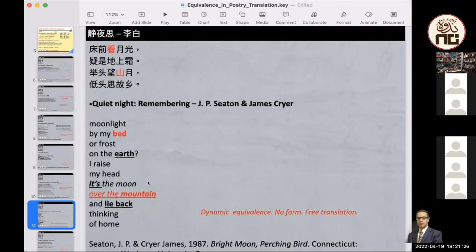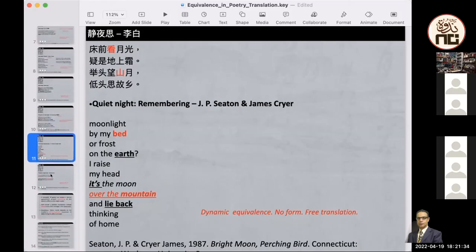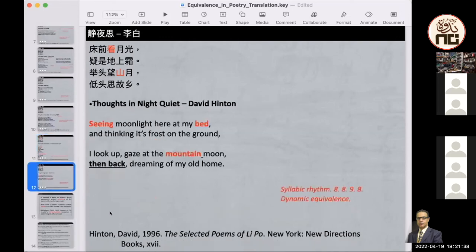There is no need even to count the syllables. We may count the syllables and say this is syllabic, but it's free. It's free form, free verse. Another one by David Hinton in 1996, again using the second version: seeing moonlight here at my bed and thinking it's frost on the ground, I look up, gaze at the mountain moon, then back, dreaming of my old home.